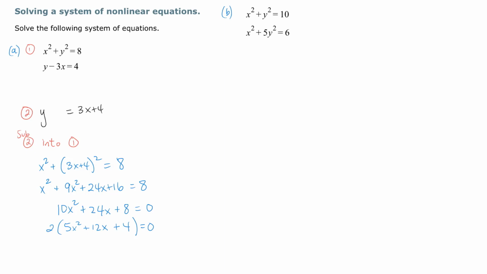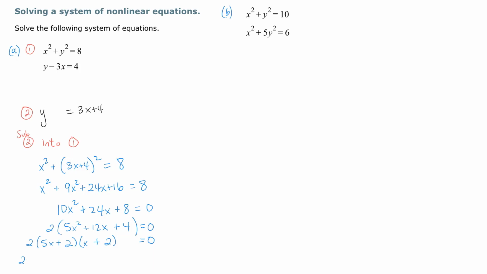Now we're going to factor this. I like to use trial and check. Luckily 5 is a prime number, so we could use 5x there. Can we make 12? I believe so. Put a 2 and 2 here, and then put a plus and plus here. And I did check my factoring. That is correct. This is now equal to 0.